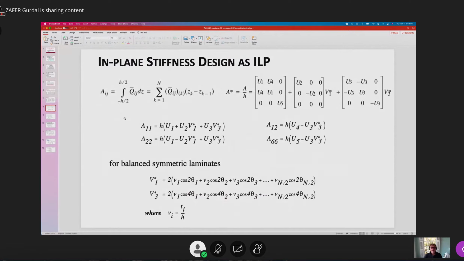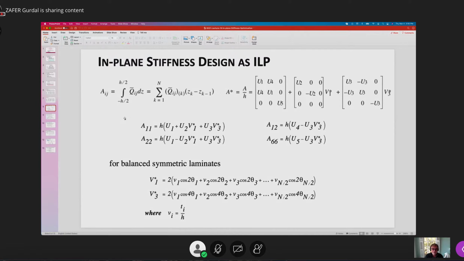Then we said, okay, we might be able to formulate some in-plane stiffness design as an integer linear program. But let's start with some definition of the quantities that we're going to look at. These are in-plane stiffness properties: A11, A12, A22, A66. This is the A matrix that we're going to be optimizing.